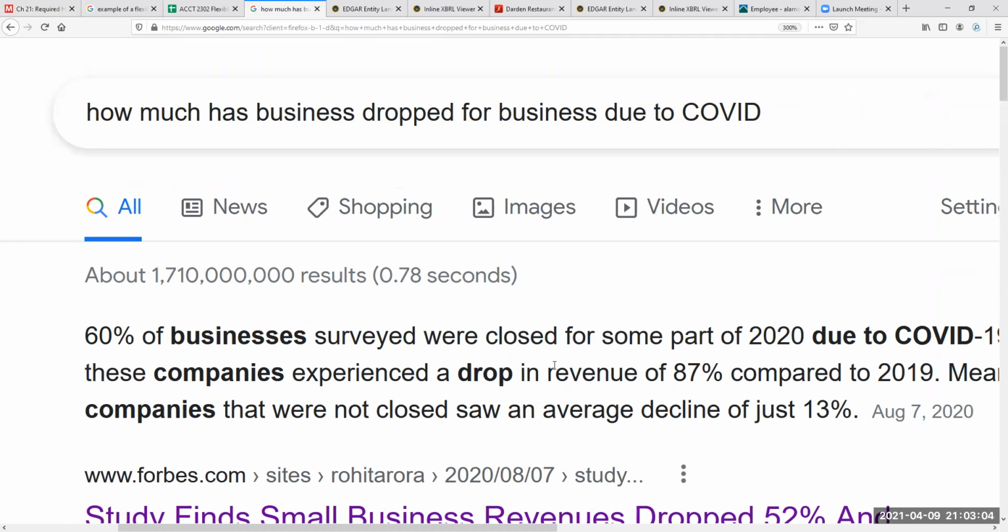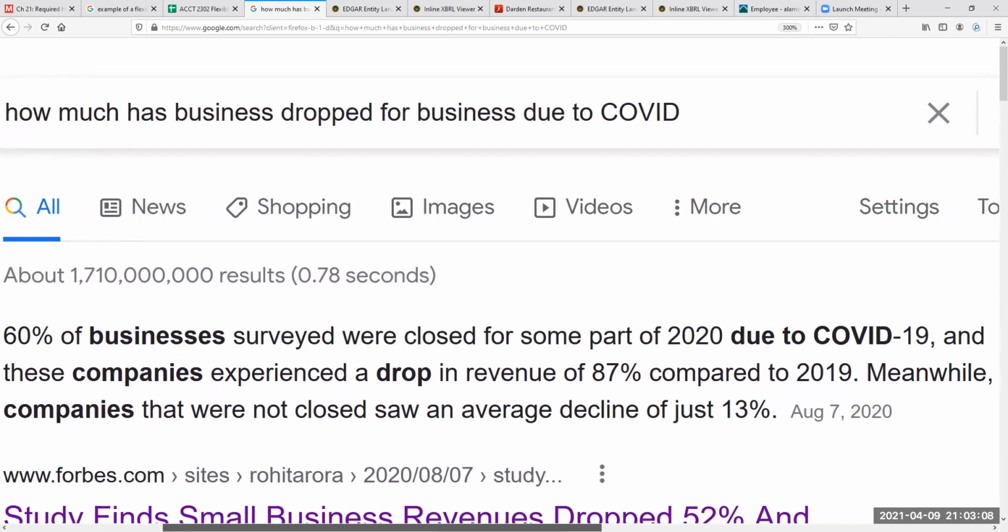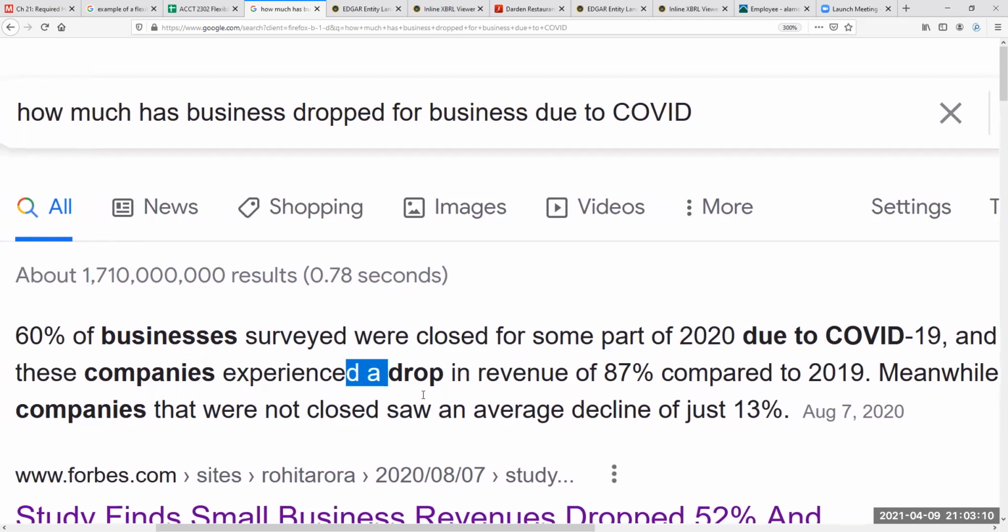60% of businesses surveyed were closed for some part due to COVID, and these companies experienced a drop in revenue of 87% compared to the previous year. Meanwhile, companies that were not closed saw an average decline of only 13% of business. And think about all the movie theaters, the restaurants, hair salons, bars. There are so many businesses, retail, that have been negatively affected by this.